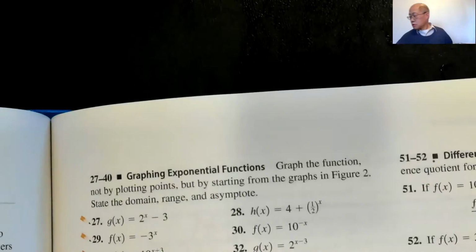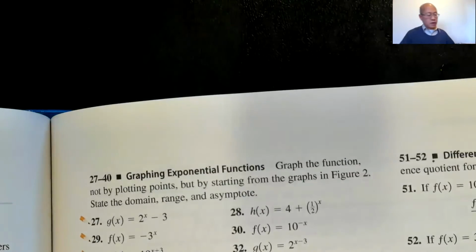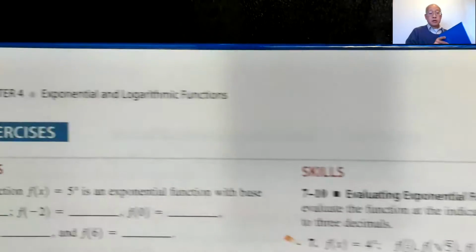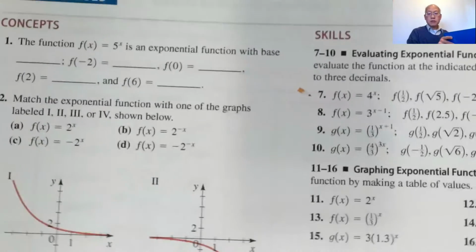This is section 4.1 on exponential functions. Okay, so the assignment was 7 to 39 odd. Page 372.